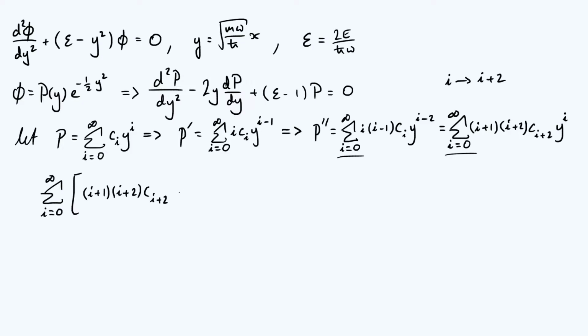What about the minus 2y dp by dy? Well, we're going to have a minus 2. Our dp by dy was this sum over here, so we're just going to get minus 2 times i times c_i from that, right? And this multiplication by y turns the y to the i minus 1 into y to the i. So that's all fine. What about the final term, epsilon minus 1 times p? Well, you just get a plus epsilon minus 1 times c_i from that, right? All of that multiplied by y to the power of i and then summed over all values of i, that is supposed to be equal to 0.